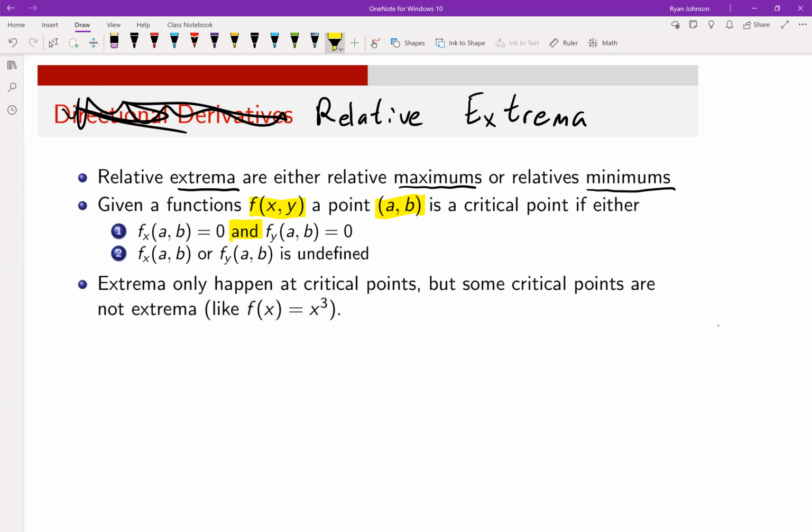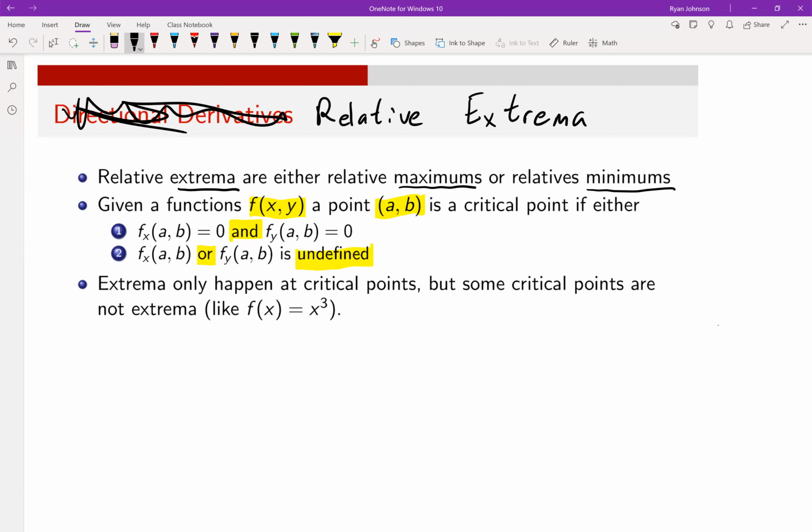And then if they're undefined, then it's an or for undefined. So just one of them being undefined gives you a critical point. Extrema only happen at critical points, but some critical points are not extrema.